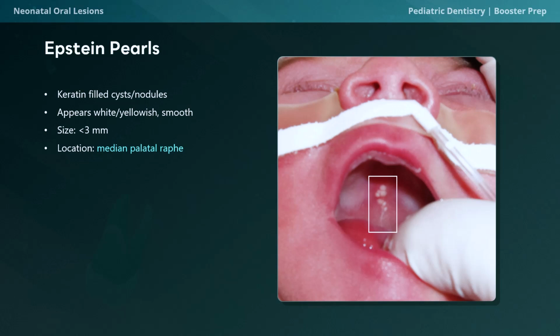Epstein pearls develop in newborns during the early months of development, and it's typically a result of trapped epithelial remnants along the line of fusion of these palatal halves. Epstein pearls are asymptomatic and don't cause discomfort or interfere with feeding. So no treatment is typically required, and eventually these will dissolve on their own within 1 to 2 weeks of birth.